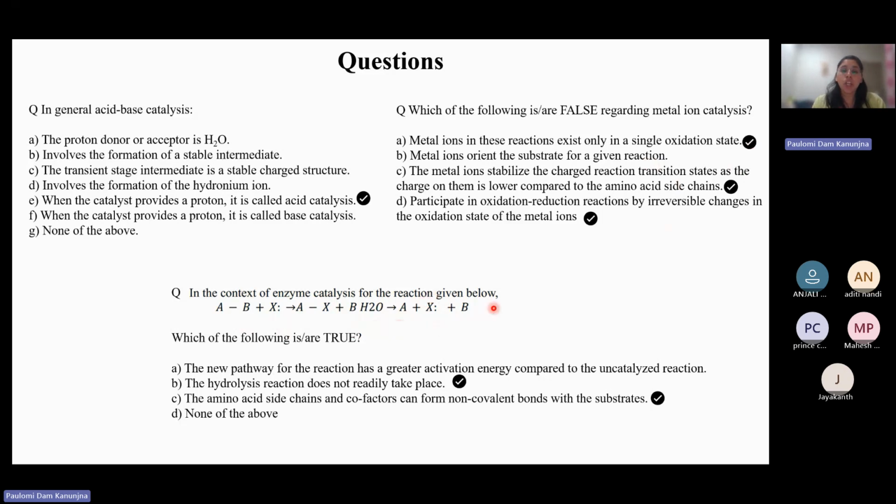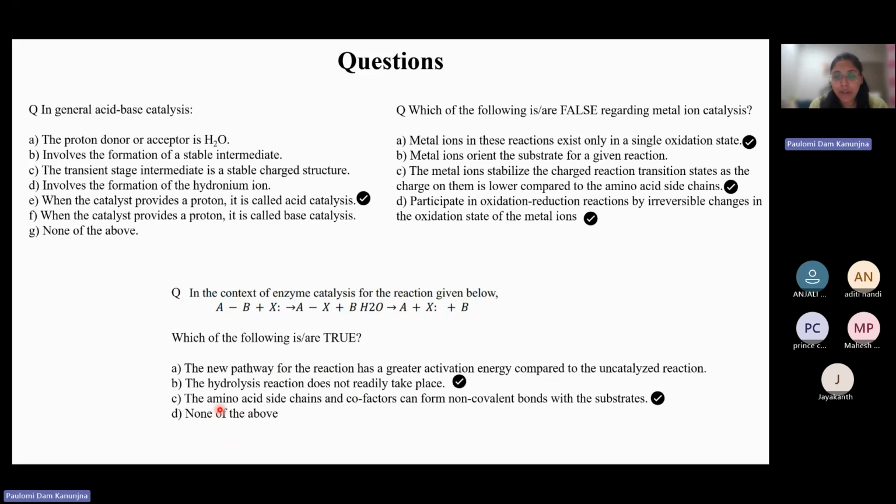Okay. So here it says the new pathway for the reaction has a greater activation energy. Even without looking into this, you will know that this is not correct, because if it has a greater activation energy compared to the uncatalyzed reaction, the reaction will not take place at all. The whole idea is reduction in activation energy. Second, the hydrolysis reaction does not take place readily. That's correct, because if it did, it would have taken place in the first place itself. It requires this intermediate form for the hydrolysis to take place.